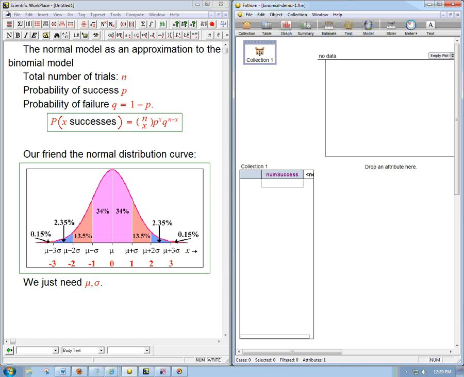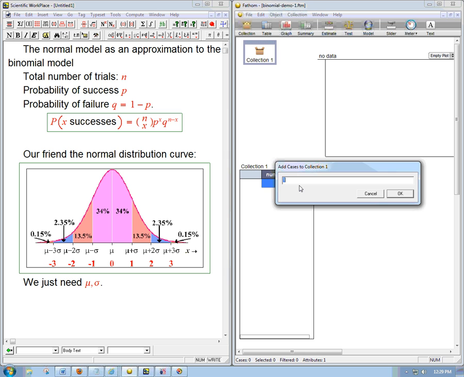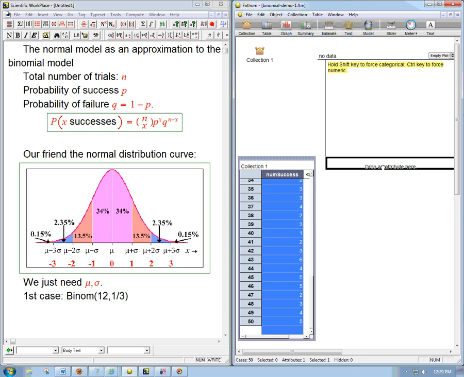Okay, so here's a... let's see if I can double-click on this. It's giving me some problems. Okay, well, let me just put some new cases in here. This is a binomial variable. So let's just do the first case. It's the binomial with, let's say, I put in 12 and 1/3. So 12 tries total and 1/3 probability of success. Okay, and I'm going to strap this over here.